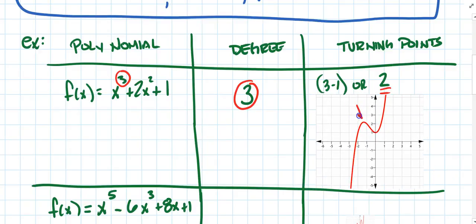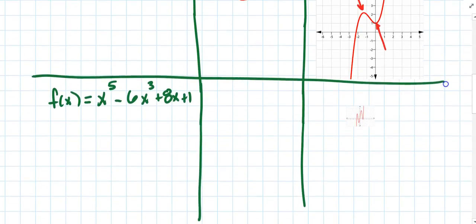So this point right here, that's a turning point because it turns around. And that point right there is a turning point because it also turns around. So the graph was growing, and then it's shrinking, and then it grows again. So notice that there is a maximum of 2 of those. Okay? Let's take a look at this one.